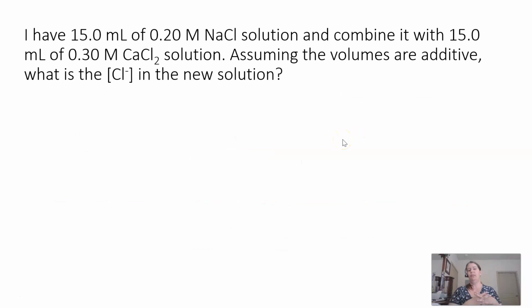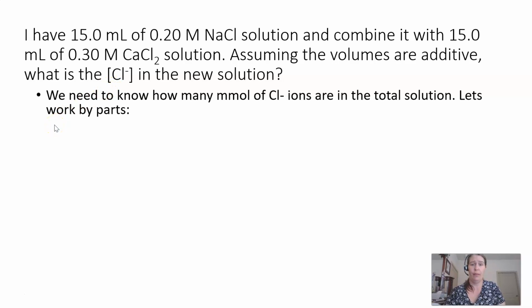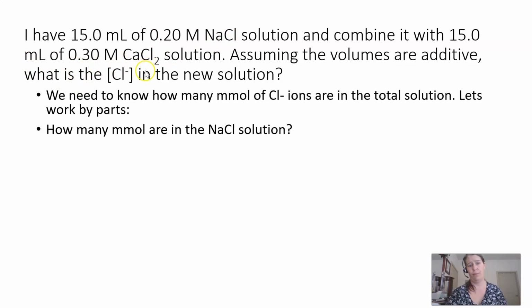So let's take a look at a problem like this. This says that I am going to combine 2 solutions together. I'm going to assume that the volumes are additive, and I'm going to try and find the molarity, because I'm in square brackets, of the calcium ion in the new solution. So I'm going to have to kind of break this up by parts, because I'm going to get some chloride ions from the sodium chloride solution and some chloride ions from the calcium chloride solution.